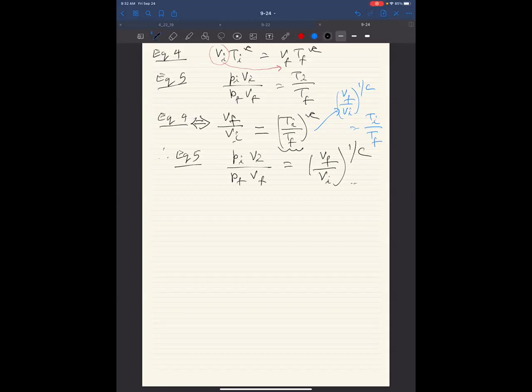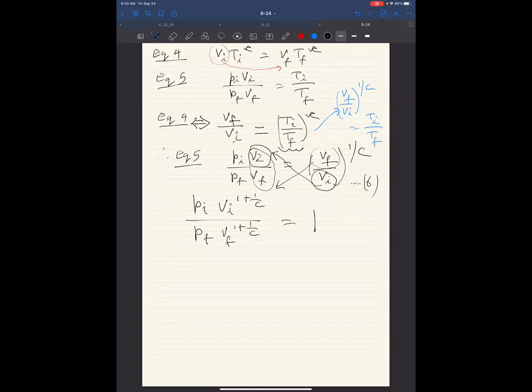Therefore, let's call this equation 6. So equation 6 has VI by VF on both sides. So this VI and this VI can be brought together. This VI can be taken to the left here, and this VF can be taken to the bottom here. So what do we get from that? We get PI VI to the power 1 plus 1 by C by PF VF to the power 1 plus 1 by C is equal to 1.